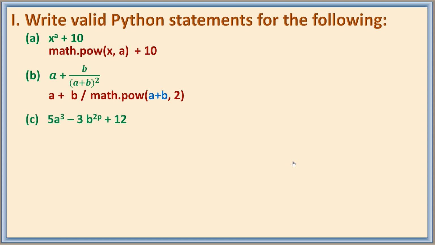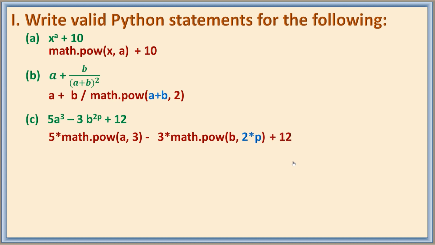Next, 5a cube minus 3b to the power 2p plus 12. Please remember, whenever we have 5a, 3b like that, we cannot just write 3b as in mathematics. We need to write a multiplication symbol between them. So here first we will have 5 multiplied by math.pow of a comma 3, that is one single term, minus similarly 3 into math.pow of b comma 2 into p, that is in the power, plus 12.